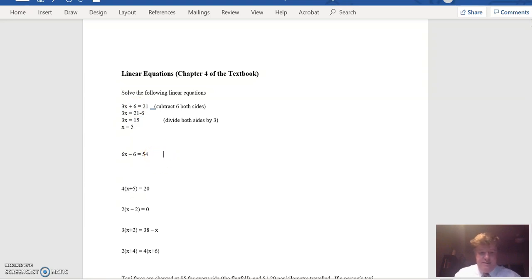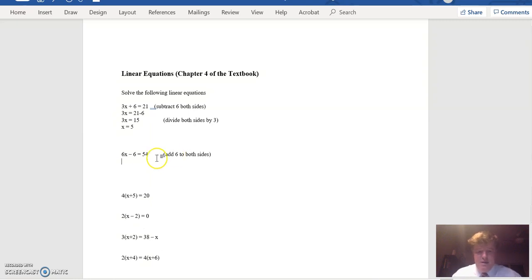Let's have a look at this one. So we start with 6x minus 6. Here we're going to add 6 to both sides. So 6x minus 6 plus 6 is just going to leave us with 6x, which is what we were hoping for. And 54 plus 6 is 60.